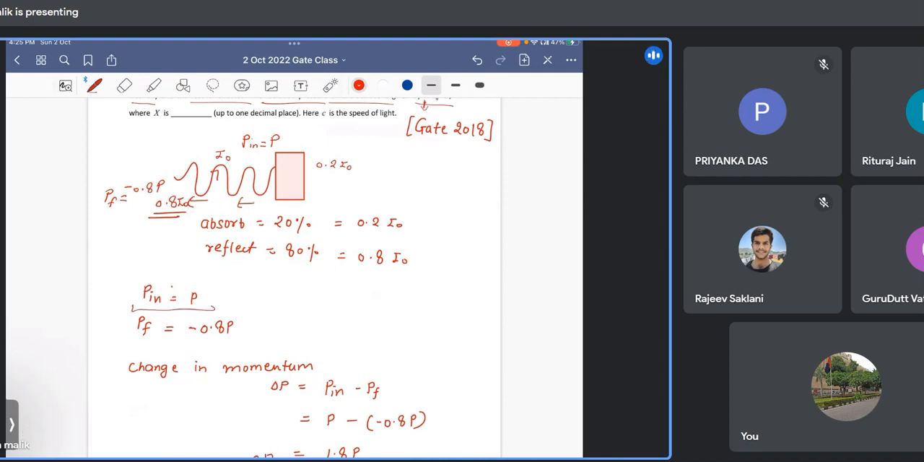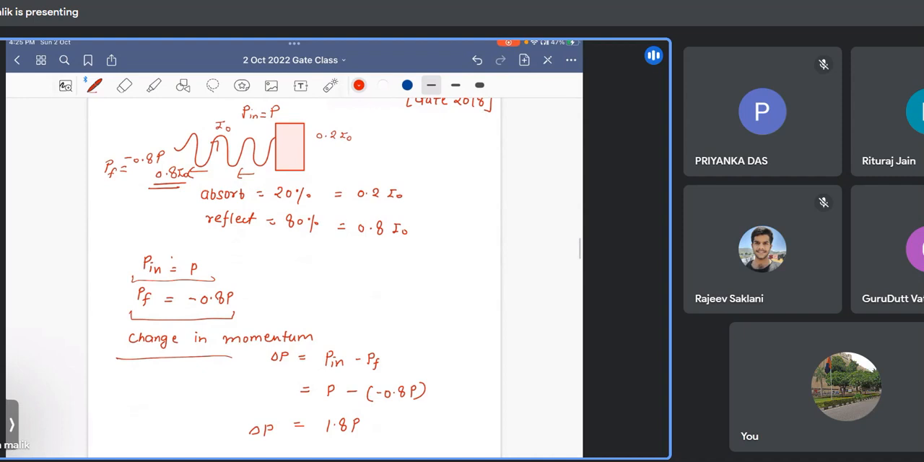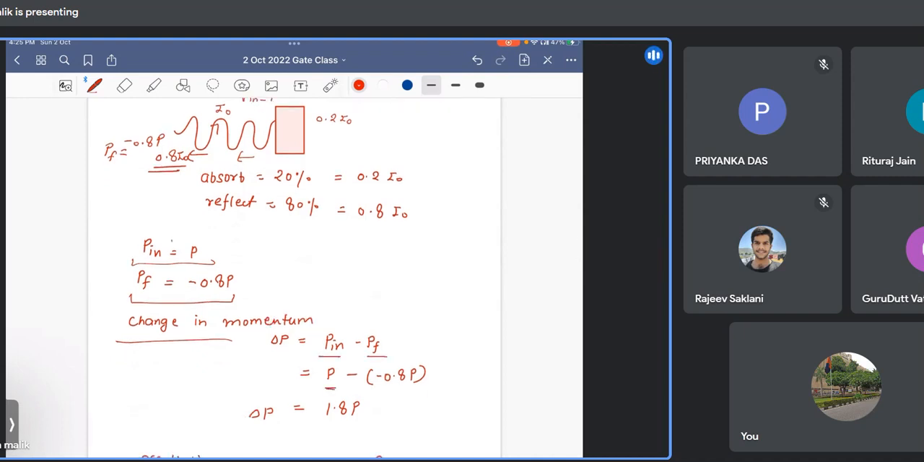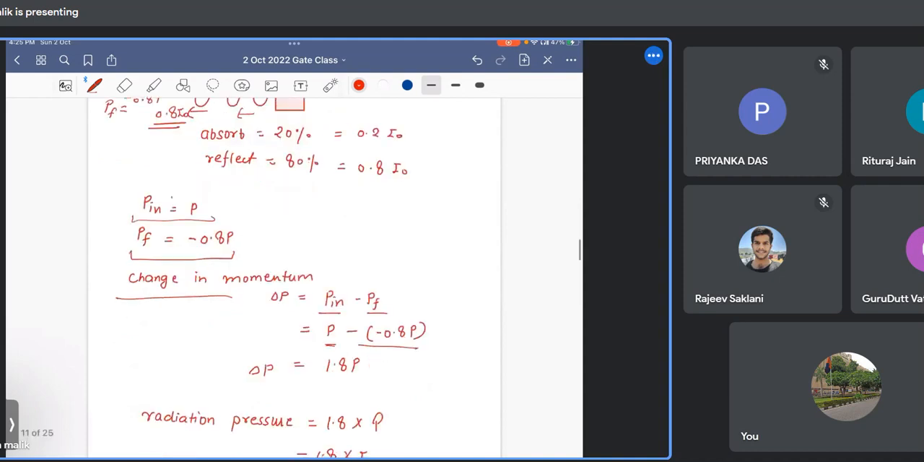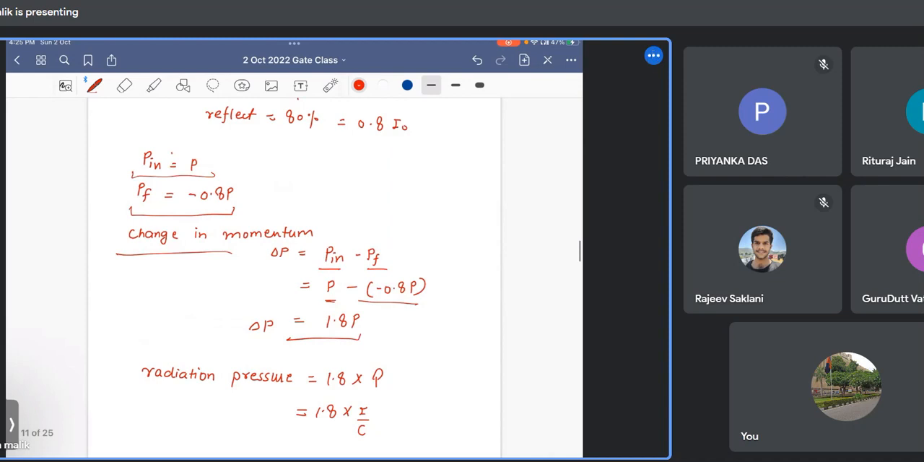So this is given by P initial, and P final is minus 0.8 P. So the change in momentum is P initial minus P final. The P initial is P, and we put the value of P final. So the change in momentum is 1.8. Since the radiation pressure is directly proportional to this change, our radiation pressure will become 1.8 times of this I by C.